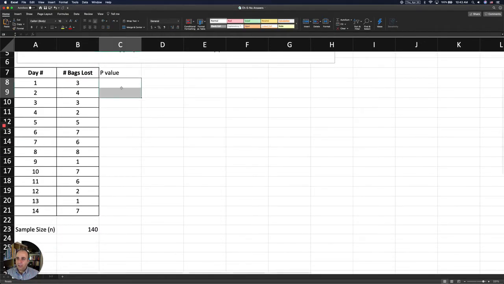And then in order to calculate the p-value for each day, I divide the number of bags lost by this 140. For day one, for example, it's going to be B8, which includes the number of bags lost for day one, divided by this 140. And remember from our Excel workshops, since I want to drag this down and copy it all the way, I don't want this denominator to change. So that's why I need to lock it, or basically use the absolute cell reference. I put a dollar sign before B and a dollar sign before 23. So the formula is going to be B8 divided by $B$23.